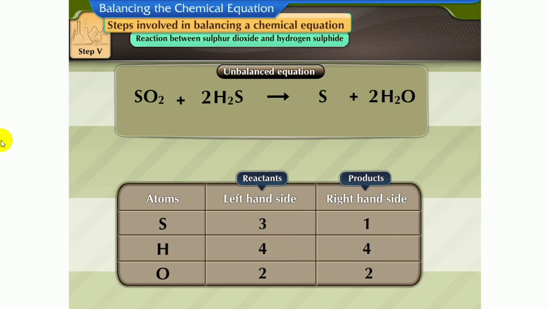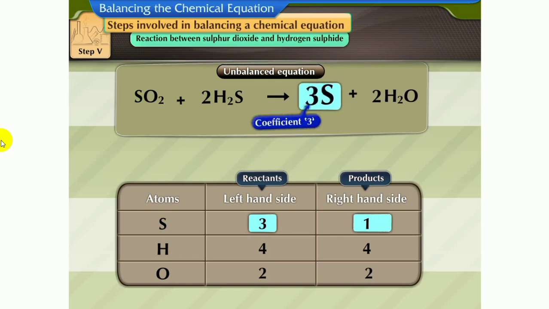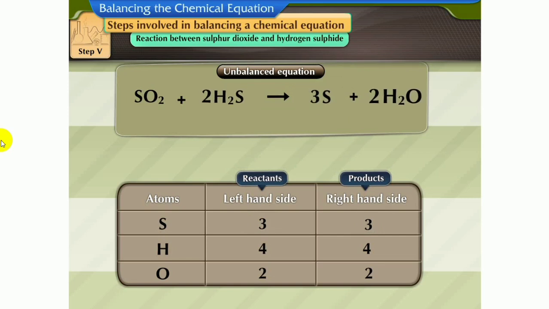Step 5. Now select sulfur atoms for balancing. There are 3 atoms of sulfur on the reactant side and 1 on the product side. To balance the number of atoms, put the coefficient 3 for the S atom in the product side. The equation can be represented as SO2 plus 2H2S gives 3S plus 2H2O.